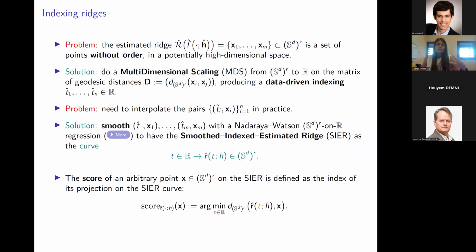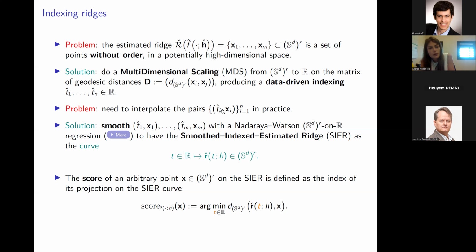So we have estimated the density ridge, but now we have obtained a set without any kind of order. In order to solve this problem, we introduced a multidimensional scaling from the polysphere to the real line on the matrix of geodesic distances. This way, we obtain a data-driven index. We obtain these values, but now we have to interpolate these pairs.